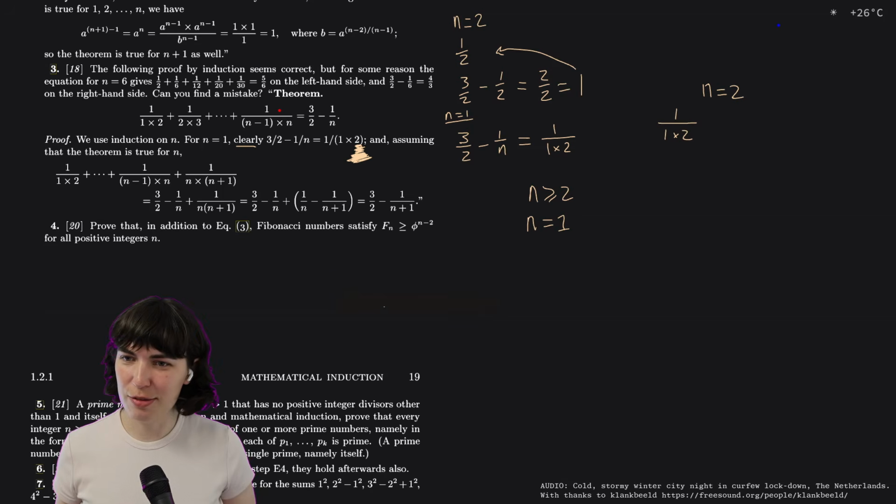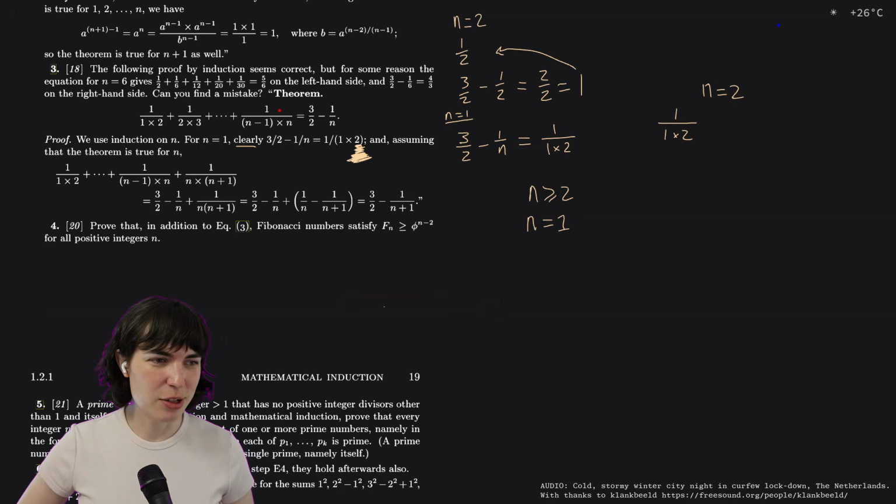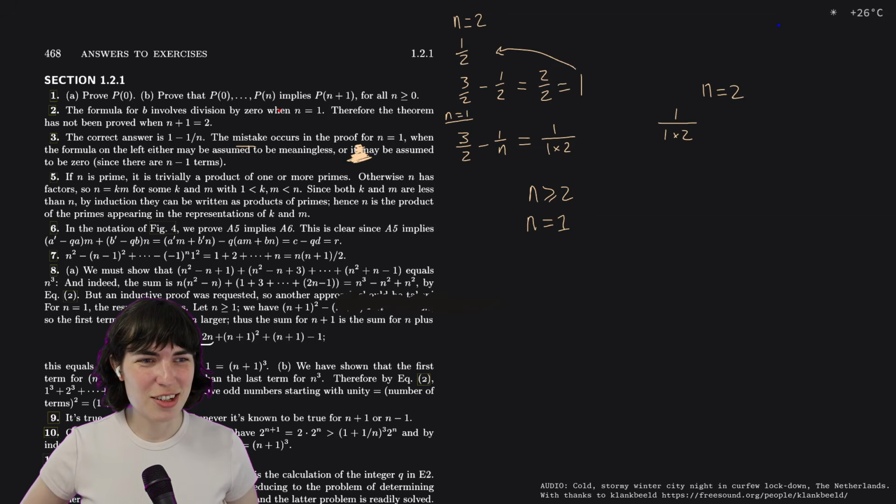Yeah, it's also not true. So that's also a mistake. Alright, what does Knuth say? Oh yeah, got to click the right place. Knuth says, so the correct answer is 1 minus 1 over n.